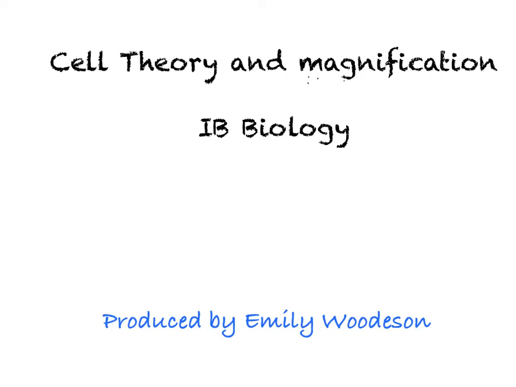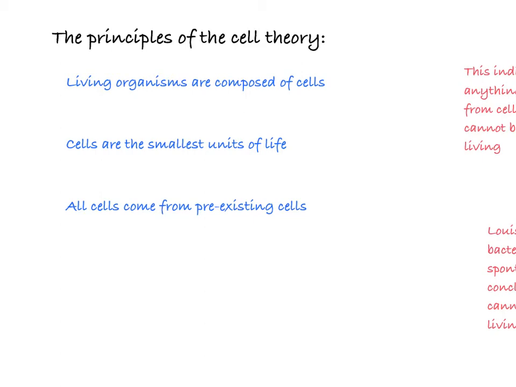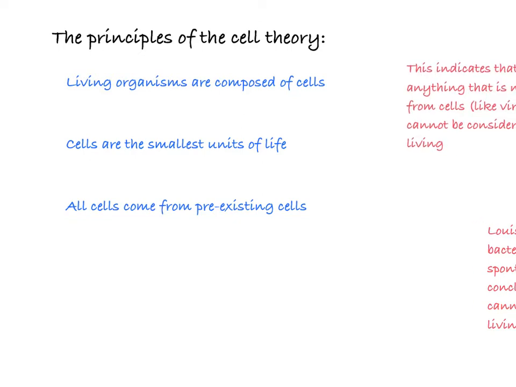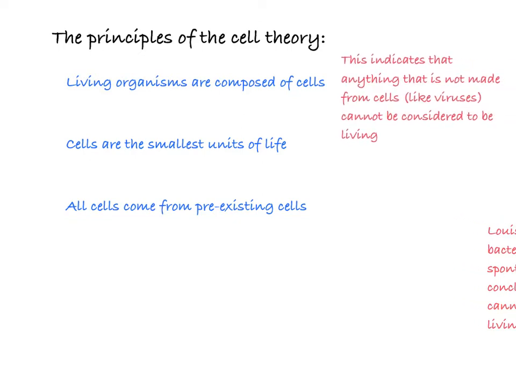Cell theory and magnification. In this video I will be discussing cell theory and showing you how to do a magnification calculation. The principles of the cell theory. 1. Living organisms are composed of cells. This indicates that anything that is not made from cells, like viruses, cannot be considered to be living. 2. Cells are the smallest unit of life. And 3. All cells come from pre-existing cells.